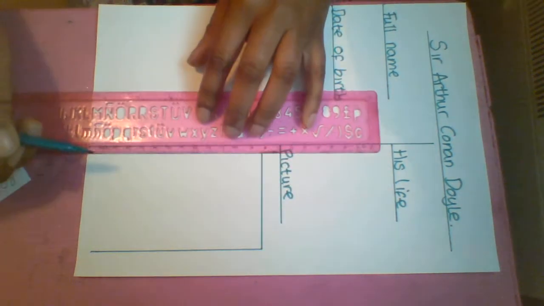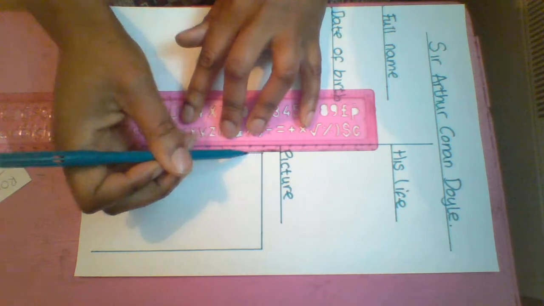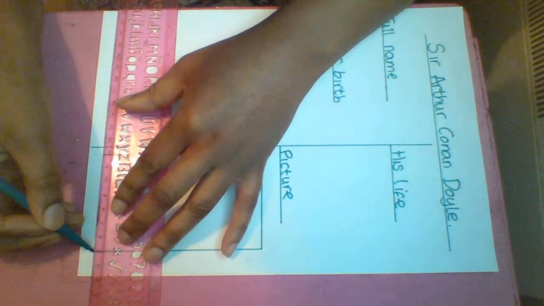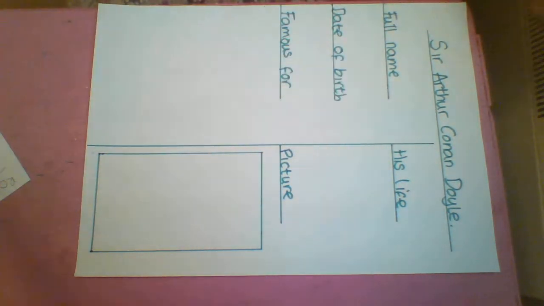So you need to remember to use a ruler, or something with a straight edge, because you don't want to be drawing lines or drawing boxes that are wonky and got wobbly lines. That won't look so nice. So to keep it looking neat, use a ruler or a straight edge. Okay, so that's my box. Then this is what my fact file looks like.